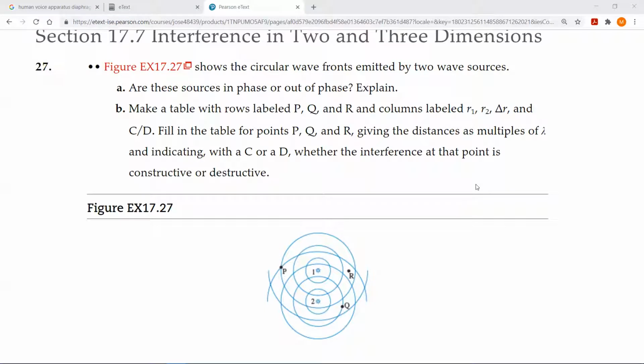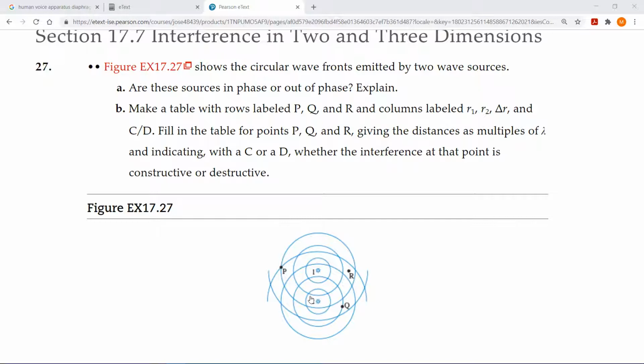Next up is a simple graphical problem. Maybe a little silly for me to go through this, but we'll do it for thoroughness. The numbers 1 and 2 indicate 2 sources of spherical wavefronts or circular wavefronts.